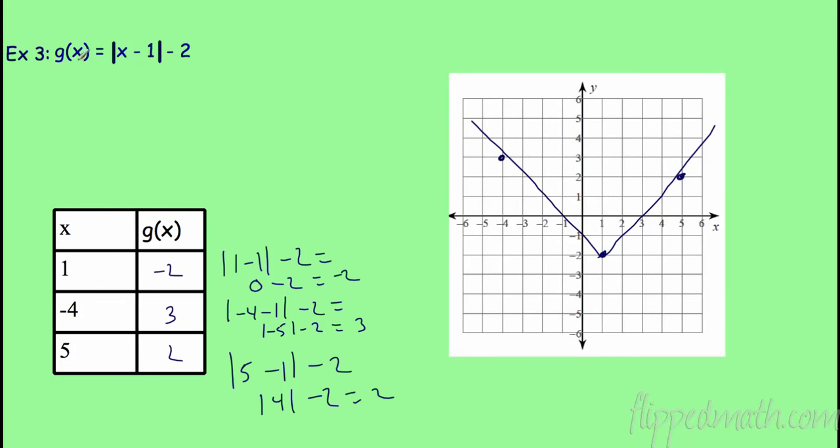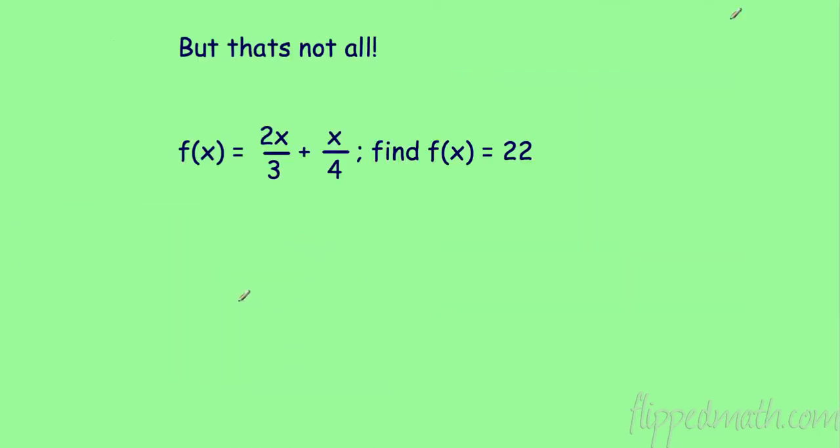But again, this just reinforces the point that function notation is nothing new. We could have done this, and this could have been y equals absolute value of x minus 1 minus 2. We could have gotten our points just like normal and plotted them. It's nothing new. It's just new notation that is going to take a little bit of time to get used to. But that's not the only cool thing about function notation.